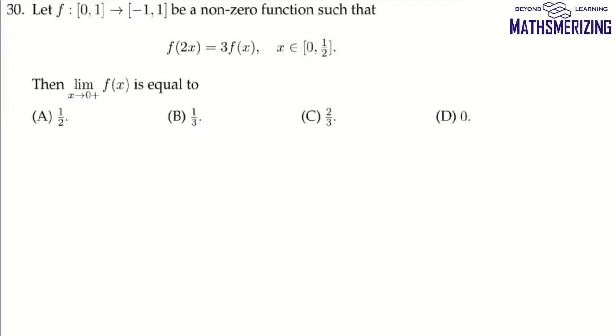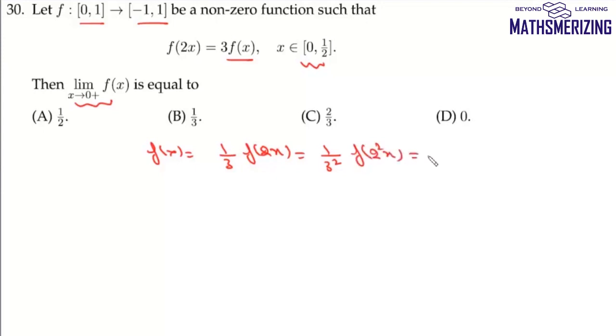Now question number 30: we are given a function from (0, 1) to (-1, 1), and it is a non-zero function such that f(2x) is equal to 3f(x) when x lies between 0 and 1 by 2. We need to find the limit as x tends to 0 positive of f(x). Now we can write f(x) as 1 by 3 f(2x). Now we can write f(2x) as 1 upon 3 square into f(2 square x), and if we continue the iteration, we can write this as 1 upon 3 to the power n f(2 to the power n into x).